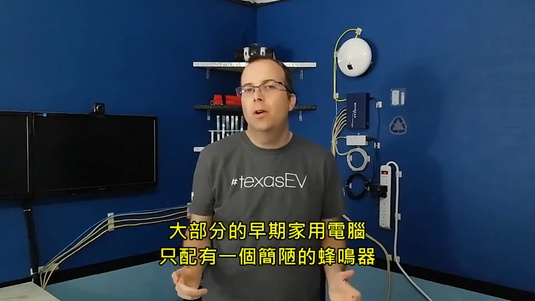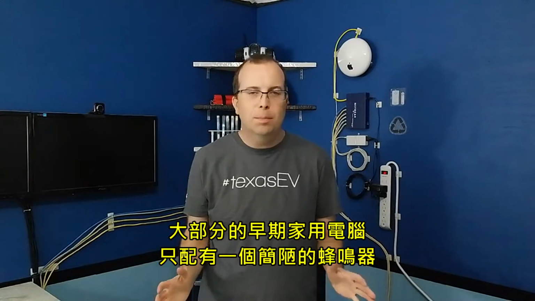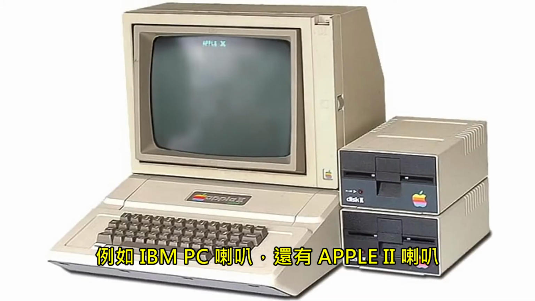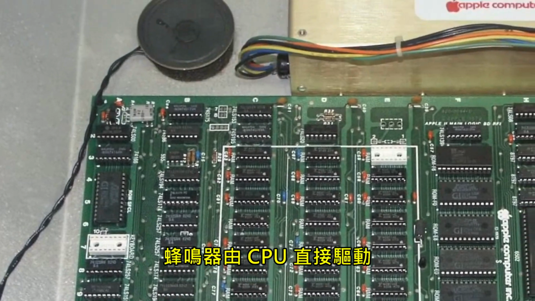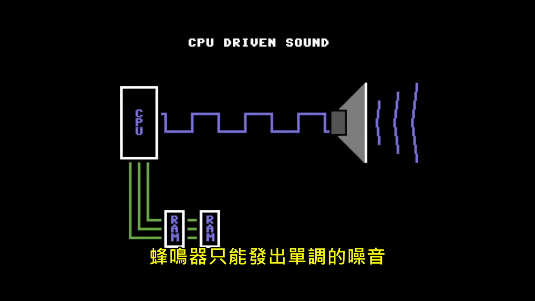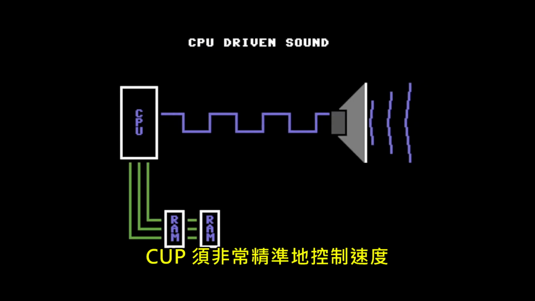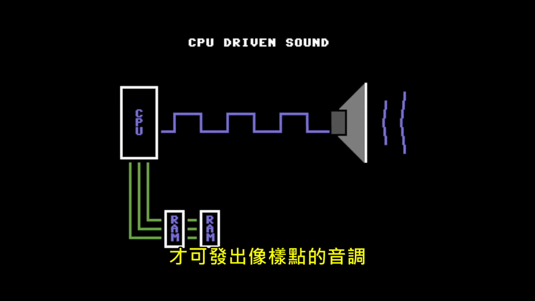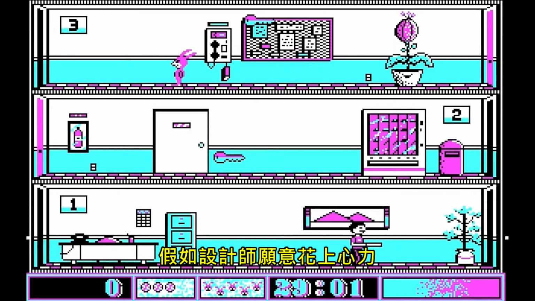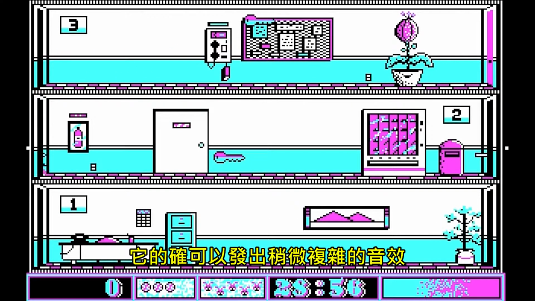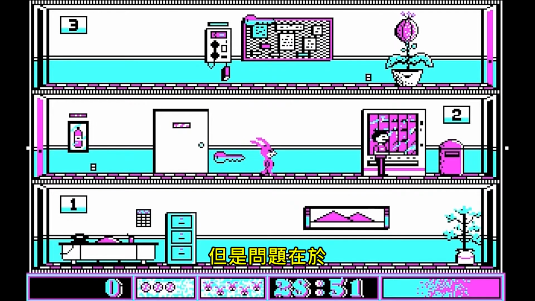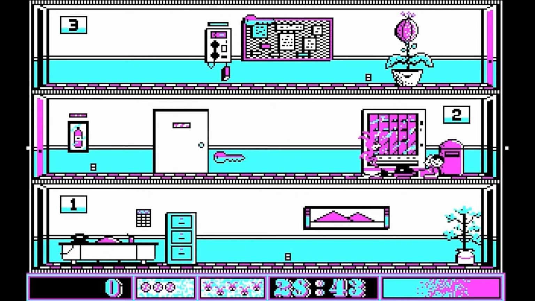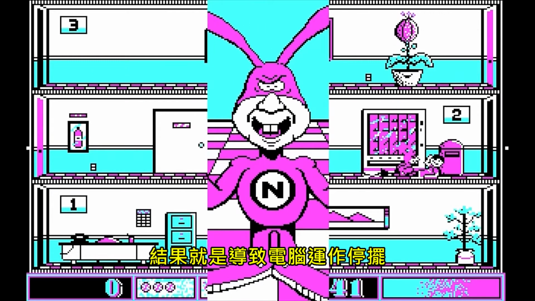In the early days of home computers, most of them just had a simple beeper speaker. Examples would be the IBM PC and the Apple II. These speakers were controlled directly by the computer's CPU. The speaker could make clicking noises, and the CPU would have to time the clicking noises exactly right in order to produce certain tones. If a programmer wanted to spend the time, some very advanced sound and music could be produced this way, but the trouble was it would require all of the CPU's runtime to accomplish that, leaving nothing left over for the computer to do anything else.